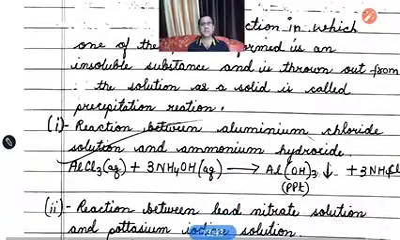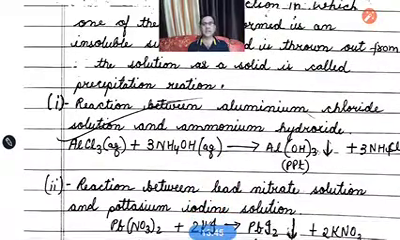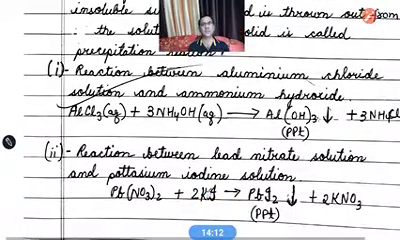See the example: AlCl3, aluminum chloride, plus 3NH4OH, ammonium hydroxide. When they react, they form Al(OH)3, aluminum hydroxide, in the form of a precipitate. Here this is denoted by a down arrow. Whenever any substance in a reaction is shown with a down arrow, it means that it is a precipitate. So here aluminum hydroxide is the precipitate, and that is why this is an example of a precipitation reaction.